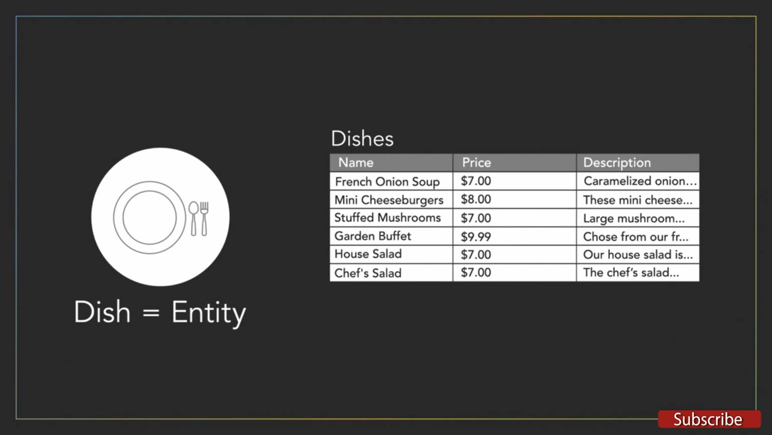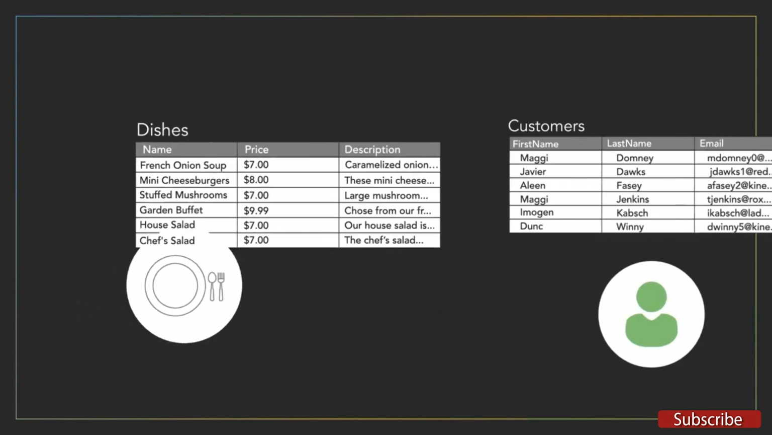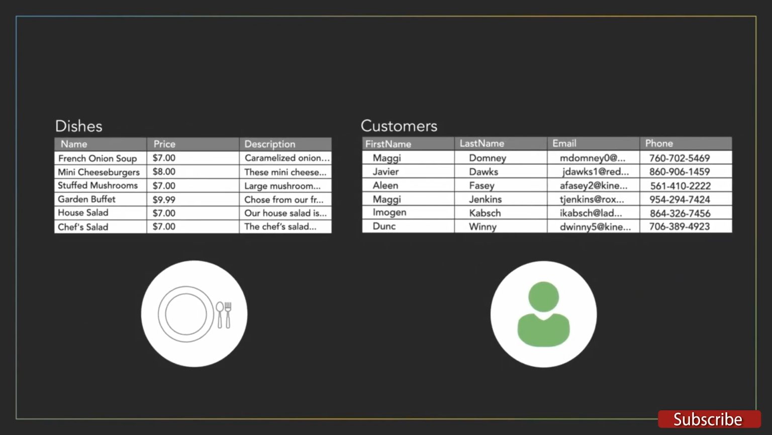If we have another listing of dishes offered by the restaurant, dishes are the entity. Each dish is an instance, and each dish has particular attributes like a name, a price, a description, and so on. These dishes and customers are kept in separate tables in the database because they are separate entities. Dishes don't have phone numbers, and people don't have prices.